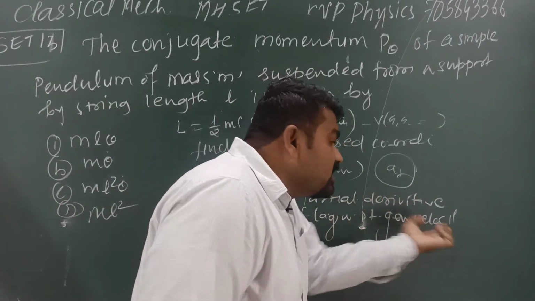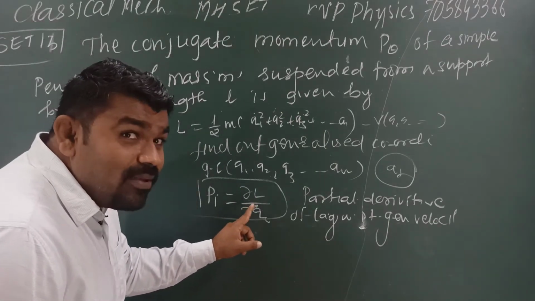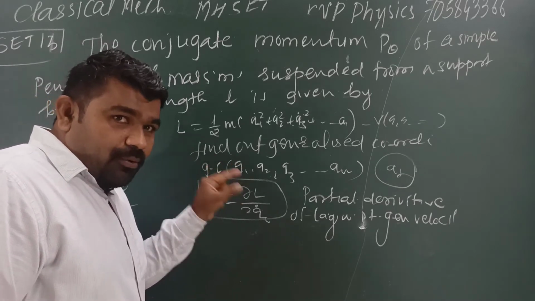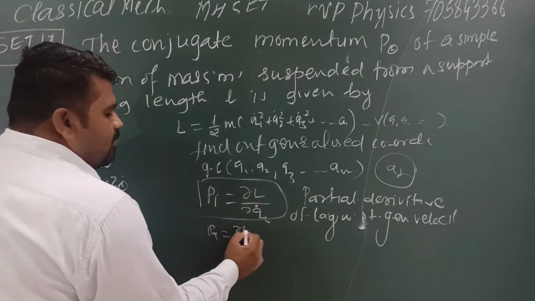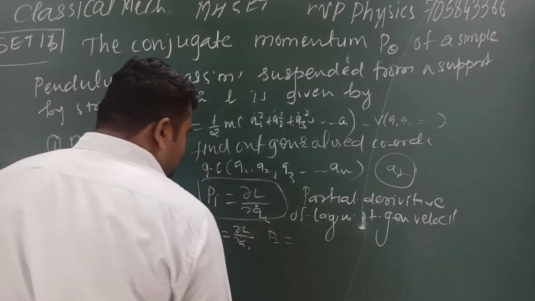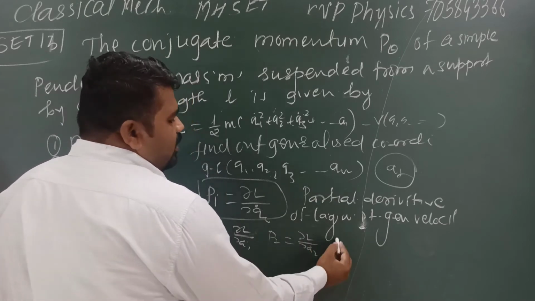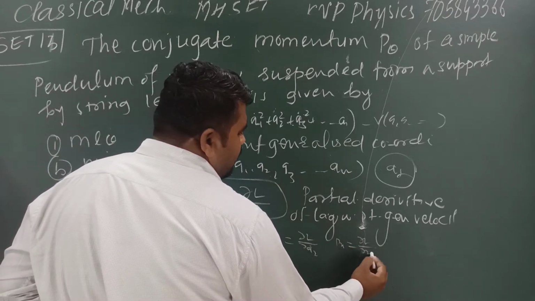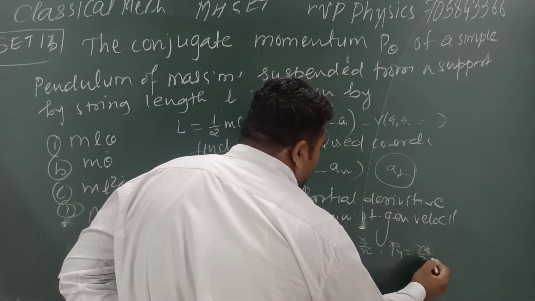The partial derivative of the Lagrangian with respect to generalized velocity is known as generalized momenta. Here it is a dot, always memorize. For q1, p1 is the partial derivative of L with respect to q1 dot. For p2, we take the partial derivative with respect to q2 dot. For the x coordinate, px is the partial derivative with respect to x dot. For y, py is the partial derivative with respect to y dot, and so on.